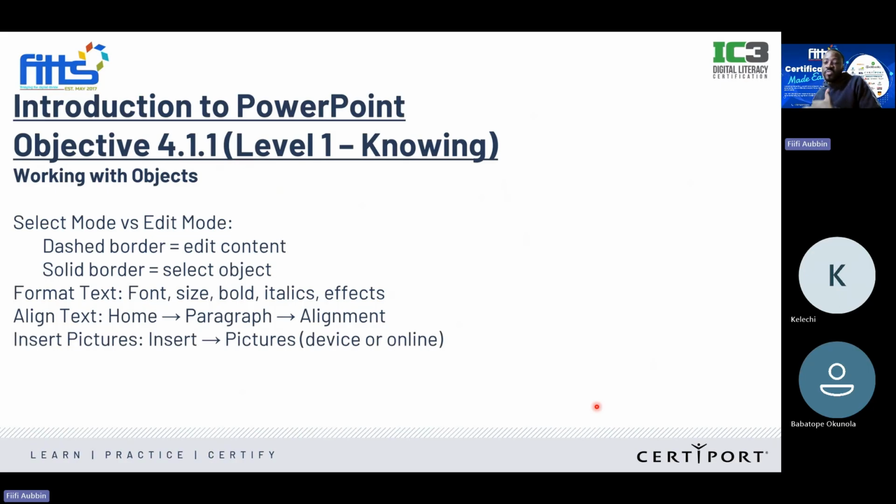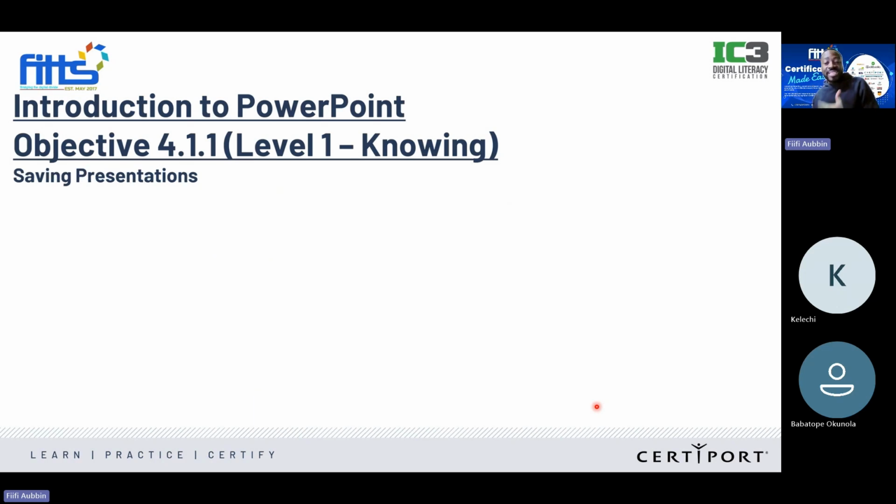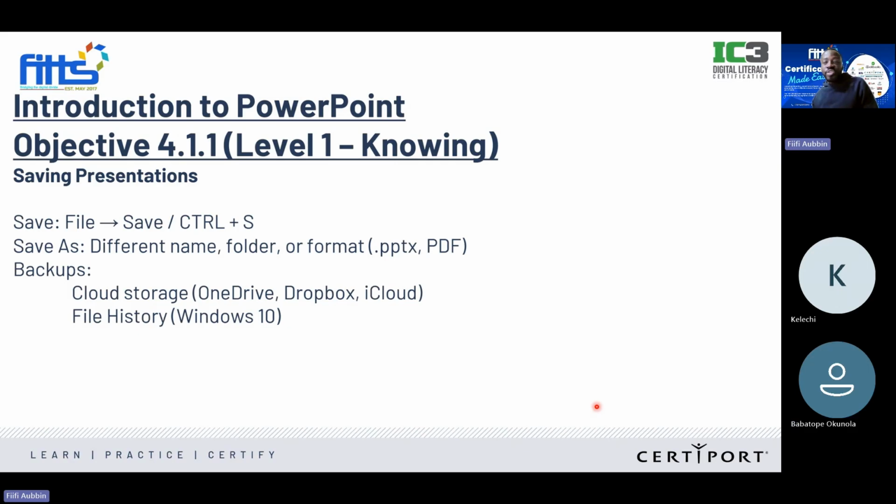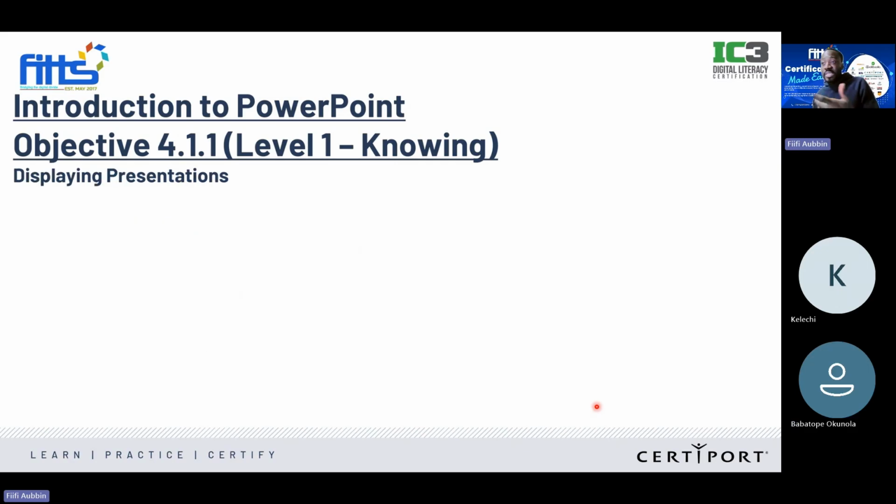Then insert picture. If you understand Word, you can transfer that to PowerPoint. Then you can manipulate pictures by resizing, rotating, cropping, and moving. Saving a presentation is the same as what we did in Microsoft Word. You click File, click Save, or Control+S. Then you Save As with a different name, folder, or format, either a PowerPoint show or a PDF. For backups you can save in OneDrive, Dropbox, or iCloud. You also have File History in Windows 10, and Windows Backup and Restore.